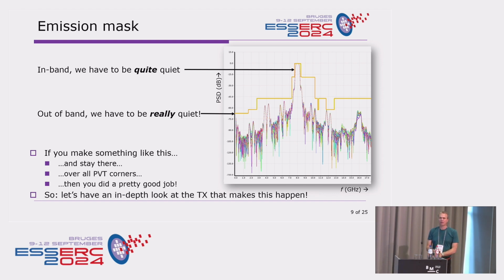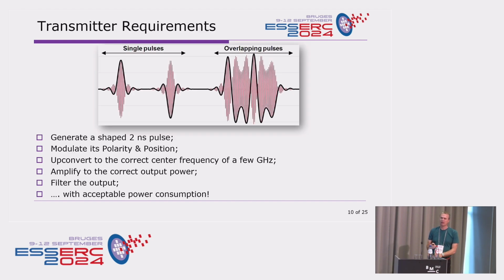So today, I want to talk a little bit about the radio transmitter that produces such a signal, and produces such a signal very well. Now, the transmitter has a number of requirements. So first of all, we said it should generate a 2 nanosecond pulse.